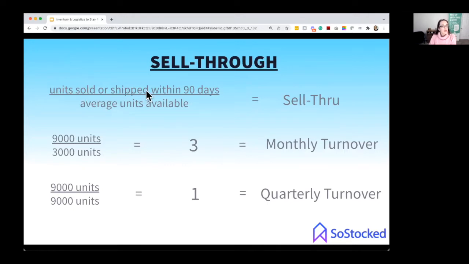So we've got units sold and shipped within 90 days, and you divide that by the average number of units available. That equals sell-through. So if you have 9,000 units of sales in 90 days, and you only held 3,000 units on average, that would be a sell-through rate of 3, or a monthly turnover. So when you go into your IPI score and you see that number, whatever it is, 2.1, 1.8, that's how they're calculating this. Similarly, if you sold 9,000 units and held 9,000 units on average, that's a sell-through of 1, or a quarterly turnover rate. They want you to get this number higher. They want to see you turning over inventory quickly.